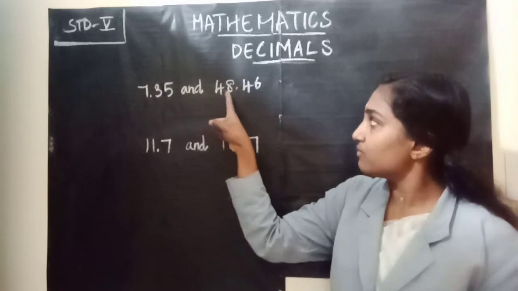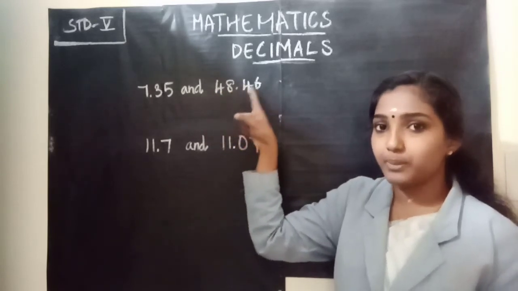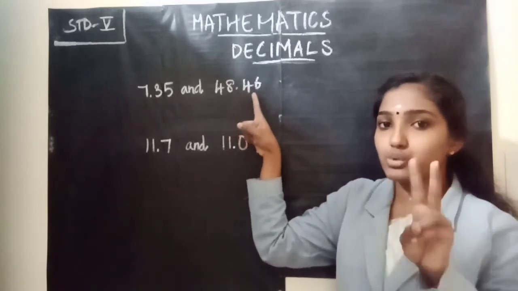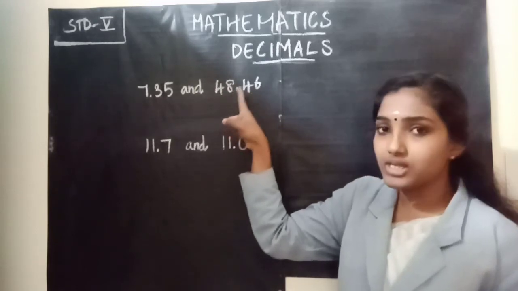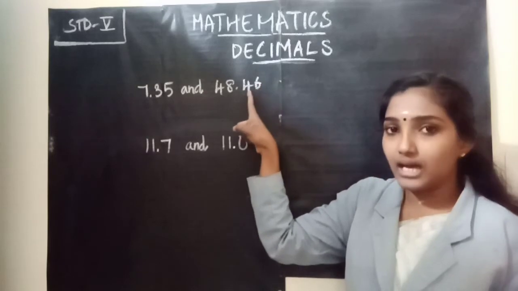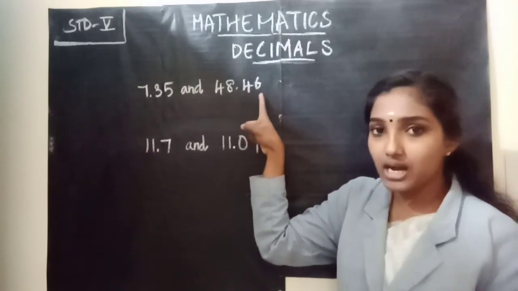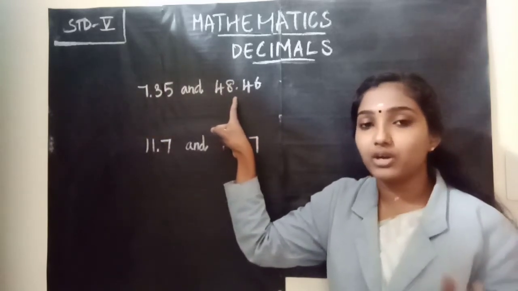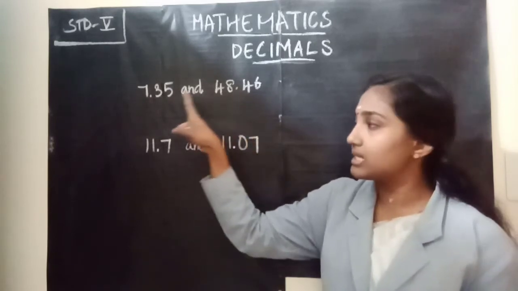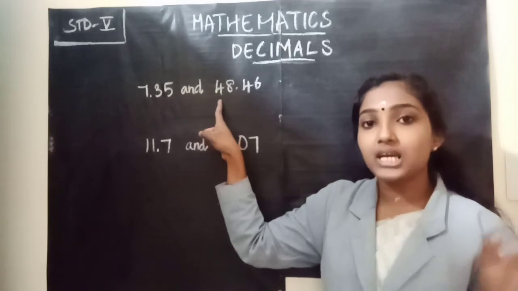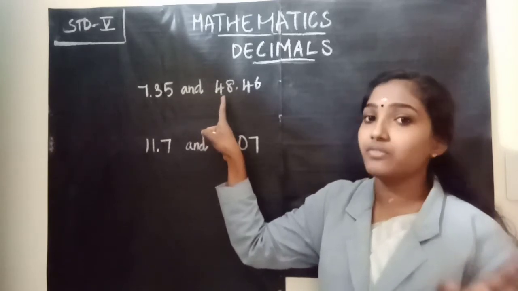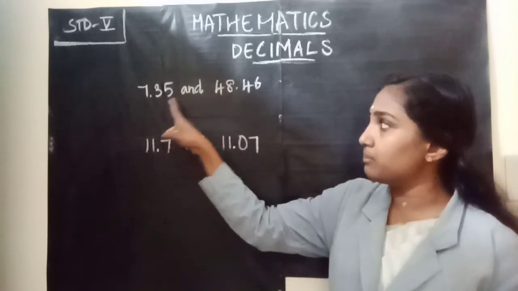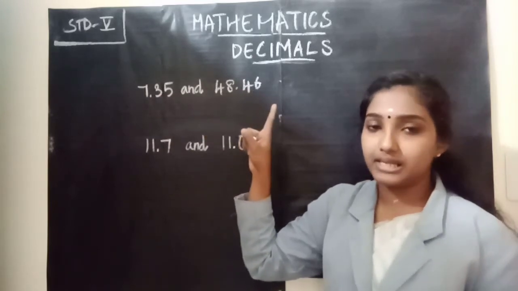And see the next number, 48.46. See here in this decimal number also we have got two decimal places, right? After the decimal point we have two digits, 4 and 6, and 4 is in 10th place and 6 is in 100th place. So in 7.35 and 48.46 we have got two decimal places. So we can say that these two decimal numbers have the same number of decimal places, right?